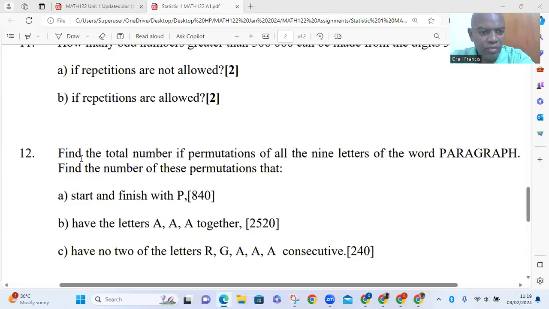Here we are going to take a look at a question that says find the total number of permutations of all the 9 letters of the word paragraph. Find the number of these permutations that start and finish with P, have the letters A, E, E together, and have no two of the letters R, G, E, E, E consecutive. So we are going to make an example like this question.